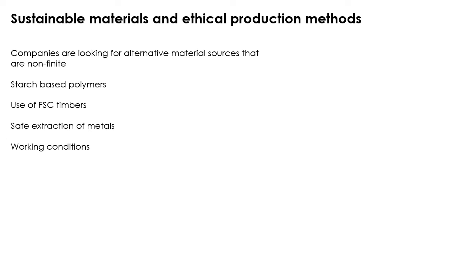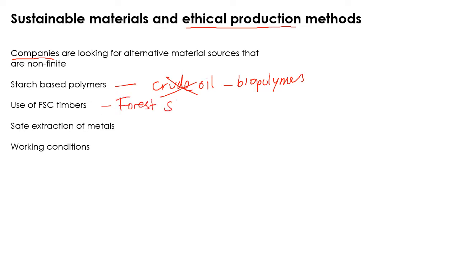So, as well as products being made for moral and ethical purposes, and also companies having a corporate responsibility for how they are behaving and what they are doing in terms of the environment, companies are also looking for alternative material sources that are non-finite. This could be to do with ethical production methods or just making sure that they are having more sustainable materials. So, making sure that you're moving away from crude oil polymers and towards things like biopolymers. Making sure that you are using something called FSC timbers. So, FSC stands for Forest Stewardship Council.